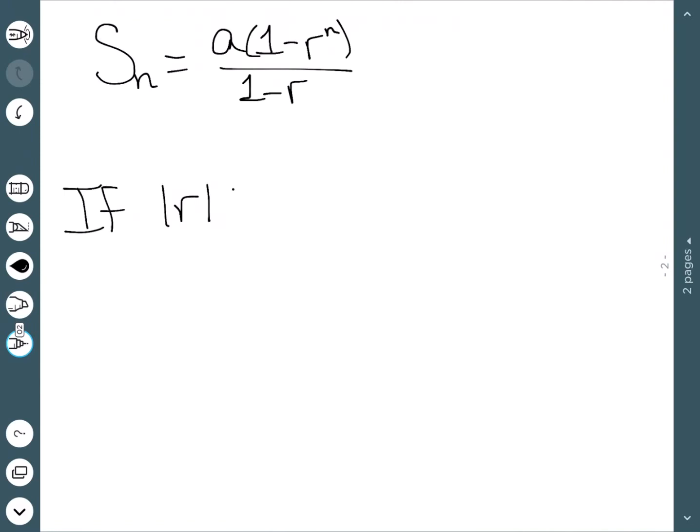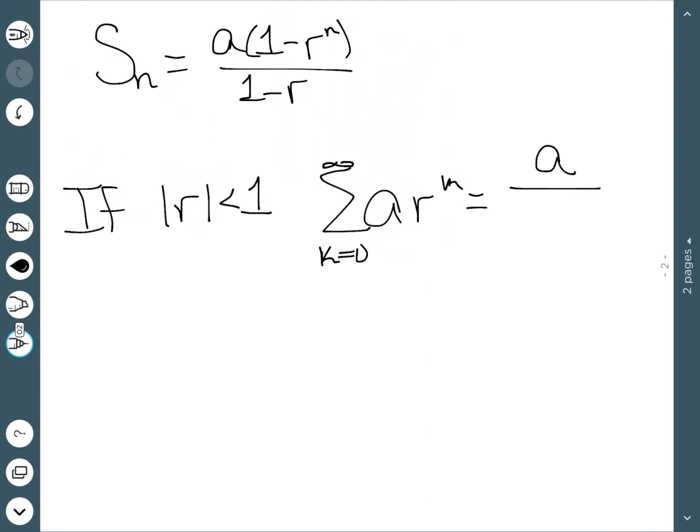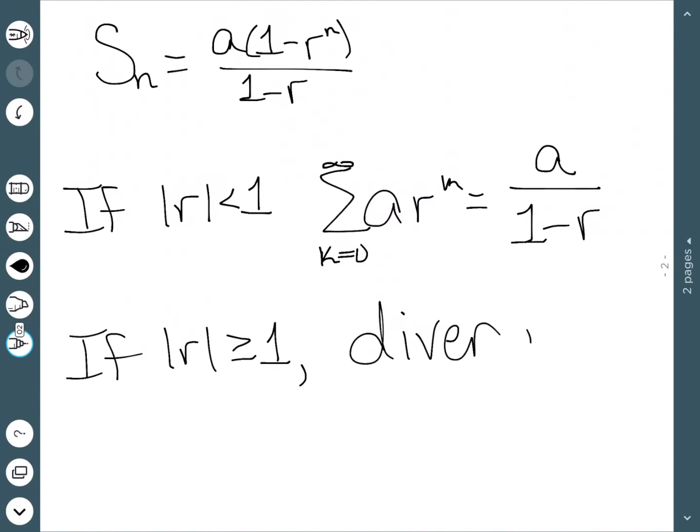First, if the absolute value of r is less than 1, then that r to the n term is going to tend towards 0. So then I'm going to have that my sum from k equal to 0 to infinity of a r to the k is a over 1 minus r. And if that absolute value of r is greater than or equal to 1, then my series is just going to diverge.